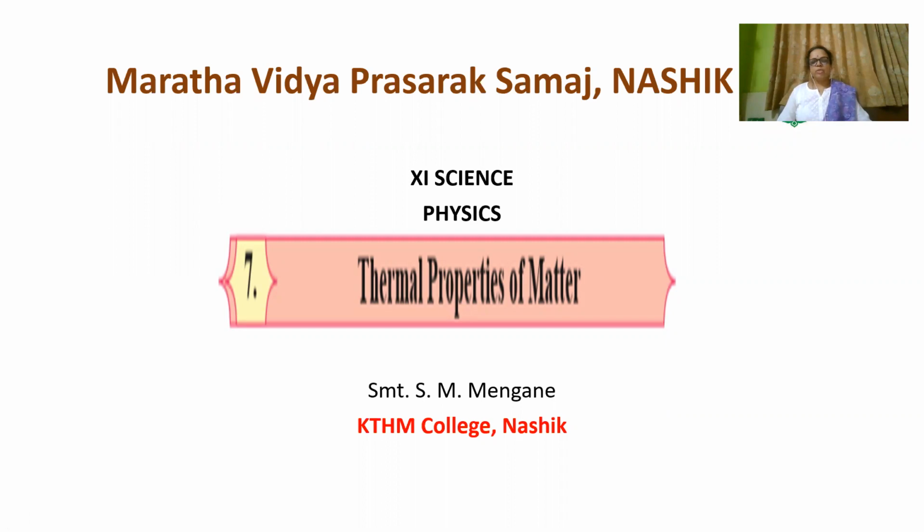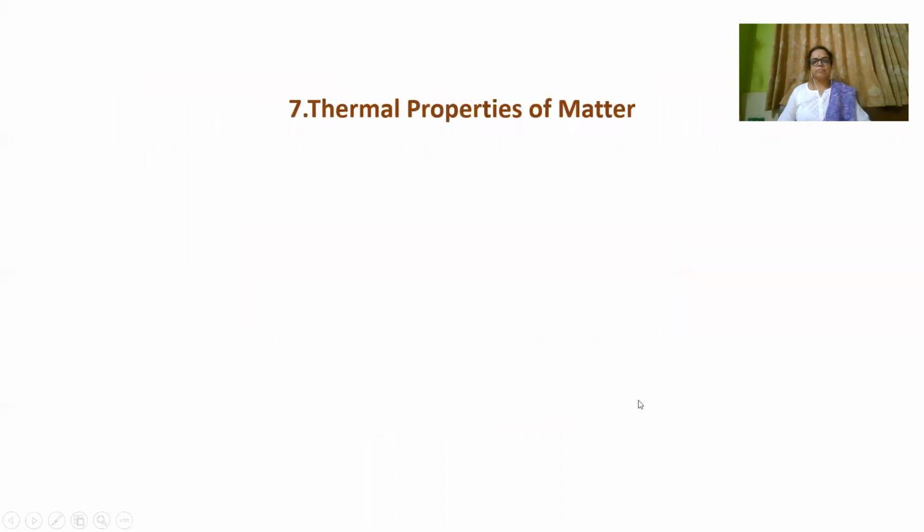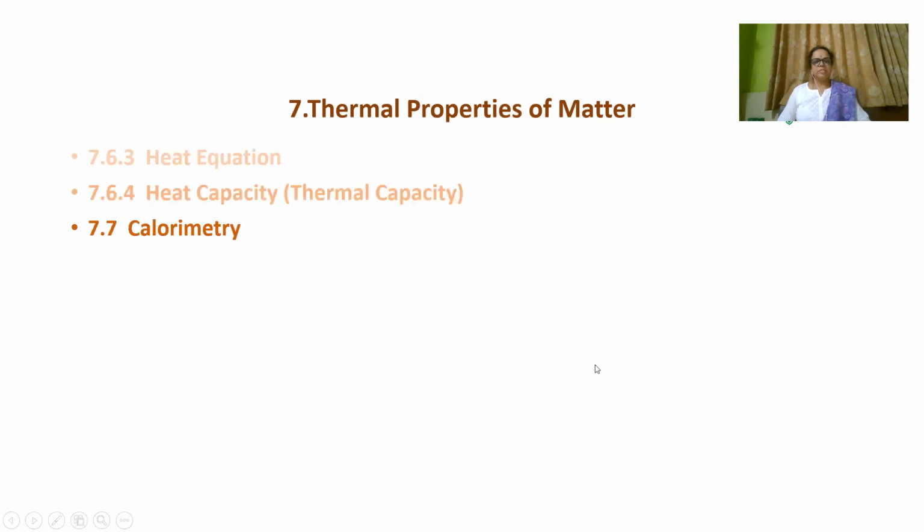Today we are going to continue with chapter number 7, that is thermal properties of matter. The contents of this topic are heat equation, heat capacity, calorimetry and change of state.